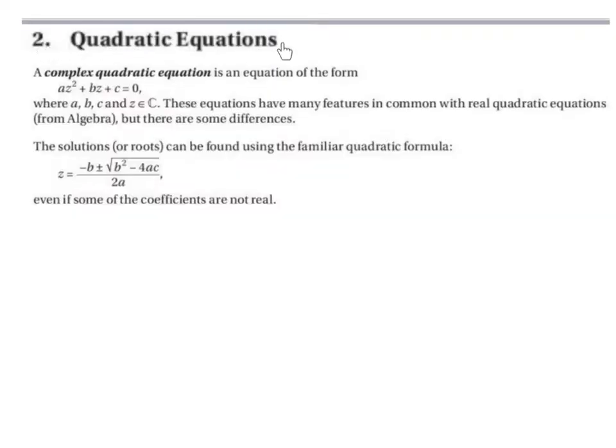Type 2, quadratic equations. A complex quadratic equation is an equation in the form of AZ squared plus BZ plus C is equal to 0, where A, B and C and Z are elements of the complex number set. These equations have many features in common with real quadratic equations from algebra, but there are some differences. The solutions, or roots, can be found using a familiar quadratic formula.